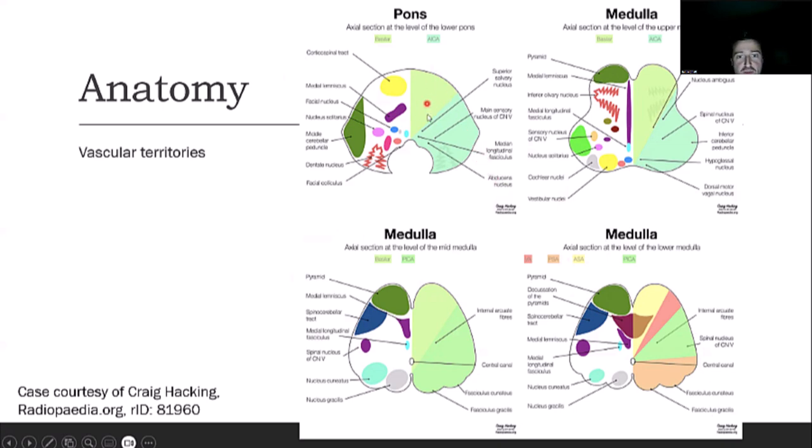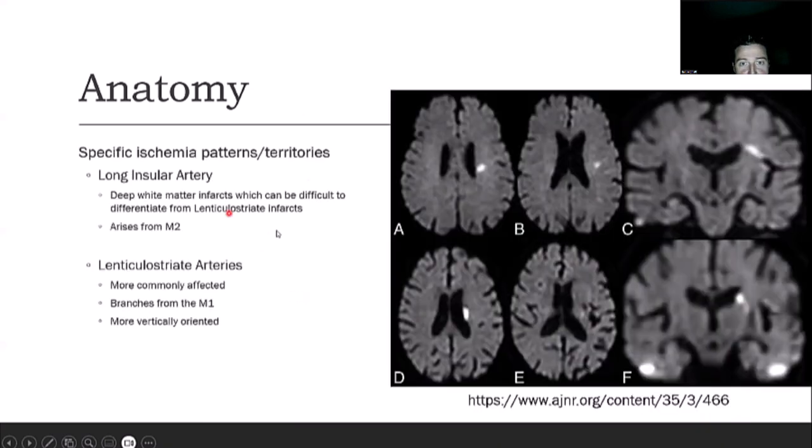Again, perforators in the basilar and the medulla, and we have our PICA supplying the dorsolateral medulla, which is important in vertebral artery dissections. There are a few specific patterns or specific territories that sometimes come up. The long insular artery is a mimic of lenticulostriate artery infarct, however, it is actually a branch off distal M2.